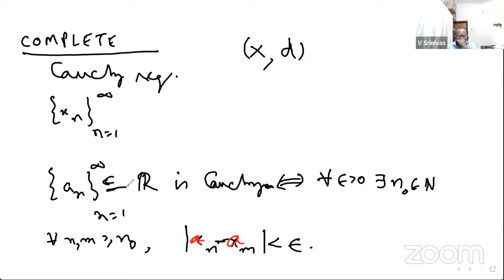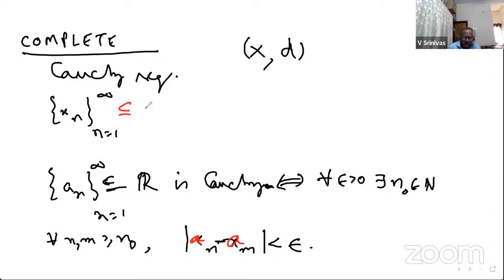I want to define a Cauchy sequence on the number line. If a_n is a sequence of real numbers, we say this is Cauchy if and only if for every epsilon positive, there exists a natural number n naught such that for all n, m greater than or equal to n naught, the modulus of a_n minus a_m is less than epsilon. We will extend this to a general metric space.